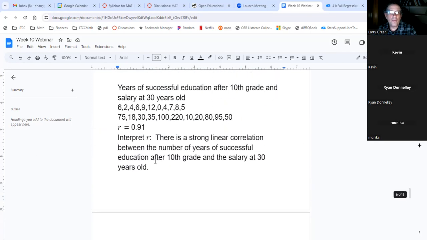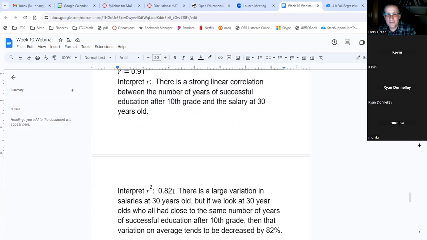Okay, if you square 0.91, you get 0.82, it turns out. So I'm just going to give you basically another important example. We could say there's a large variation in salaries for 30-year-olds. Do you agree? Some people make a lot of money, some people don't make much money. Is that clear?